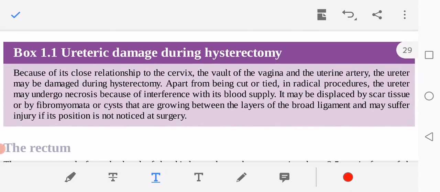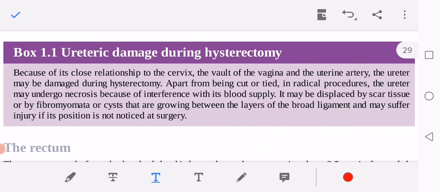So, ureteric damage during hysterectomy. Because of its close relationship to the cervix, the vault of the vagina and the uterine artery, the ureter may be damaged during hysterectomy. Apart from being cut or tied in radical procedures, the ureter may undergo necrosis because of interference with its blood supply. It may be displaced by scar tissue or by fibroids or cysts growing between the layers of the broad ligament, and may suffer injury if its position is not noticed at surgery.